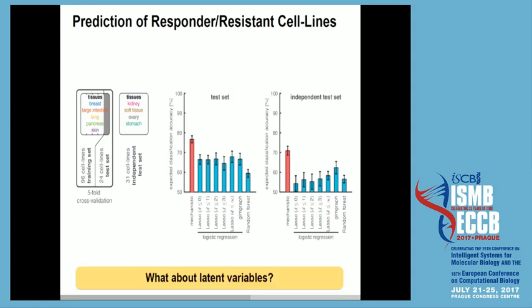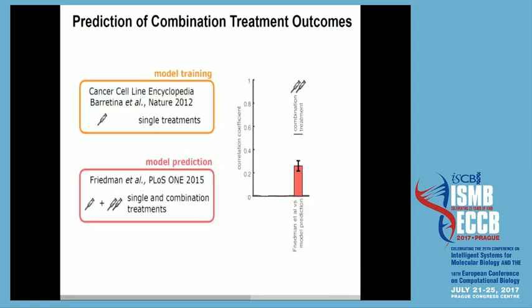Now what I already hinted at in the beginning of my talk is the prediction of latent variables, so things that were not experimentally measured. And for this purpose we looked at combination treatments, and there we again used the single treatment data from the Cancer Cell Line Encyclopedia, and we also had data for combination treatments, and there we found that our model achieves a correlation of around 0.25 to 0.3, which is not particularly good.